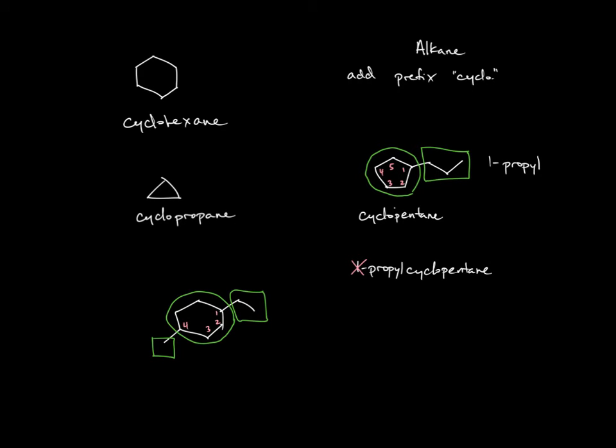You would just go in whichever direction gets you to the substituent first, and that would give us what would be 1 ethyl, 4 methyl cyclohexane. All right, let's see how you can do, and then we'll move into one more thing that's slightly more complicated.